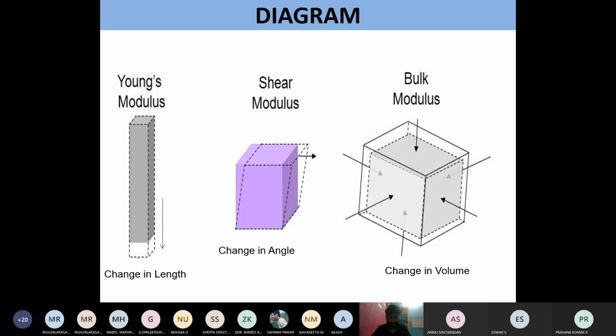By applying the force at the surface only, we can see that an angular change takes place on the material. In the bulk modulus, we are applying the force on all the sides, not on a particular side. When we apply the force on all the sides of this material, we can see the material change in size due to this pressure. So this is the bulk modulus.